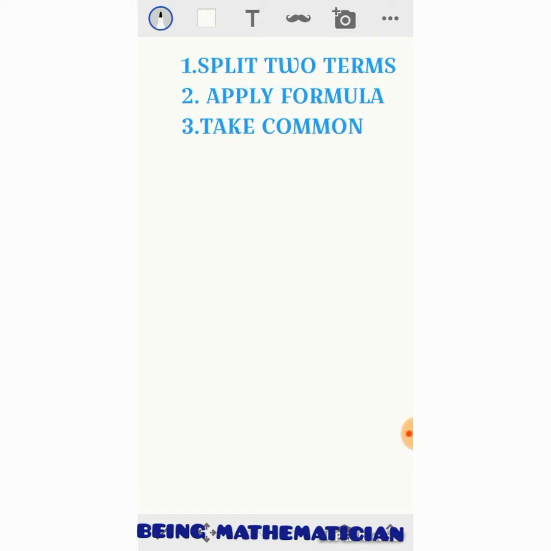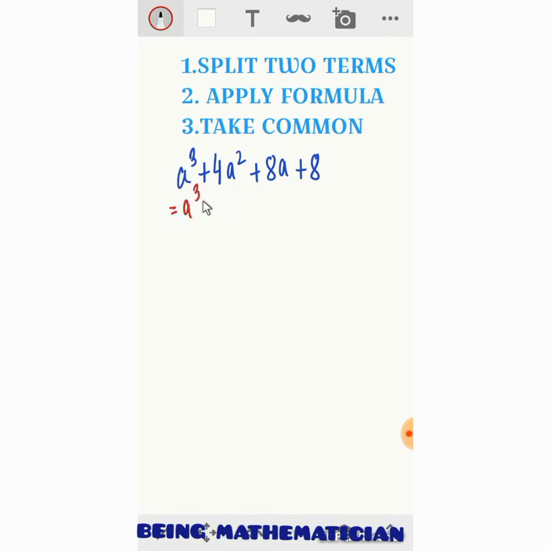Here: split in two terms, then apply formula, then take common. So the example is a cube plus 4a square plus 8a plus 8. In this sum, we can split these two terms, that is 4a square into 6a square minus 2a square, and 8a into 12a minus 4a. So we can write the terms in solving this.